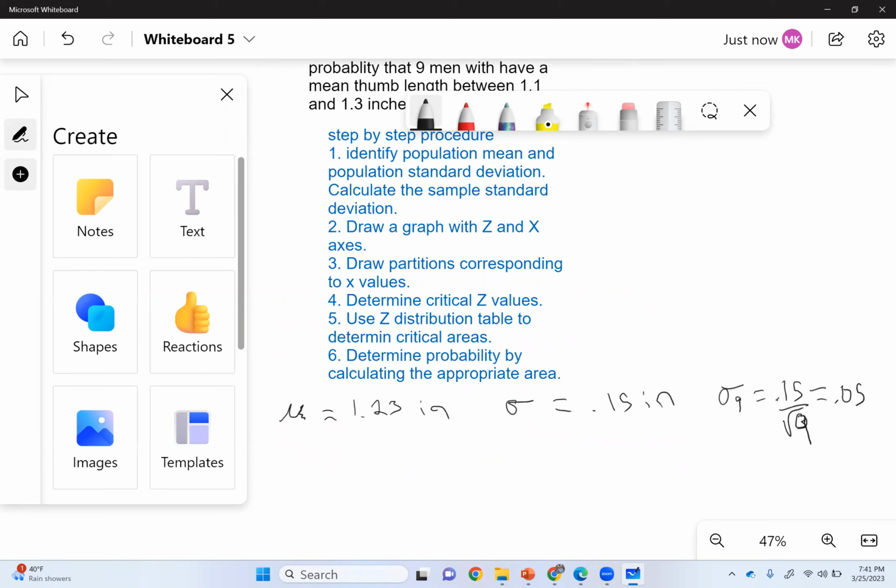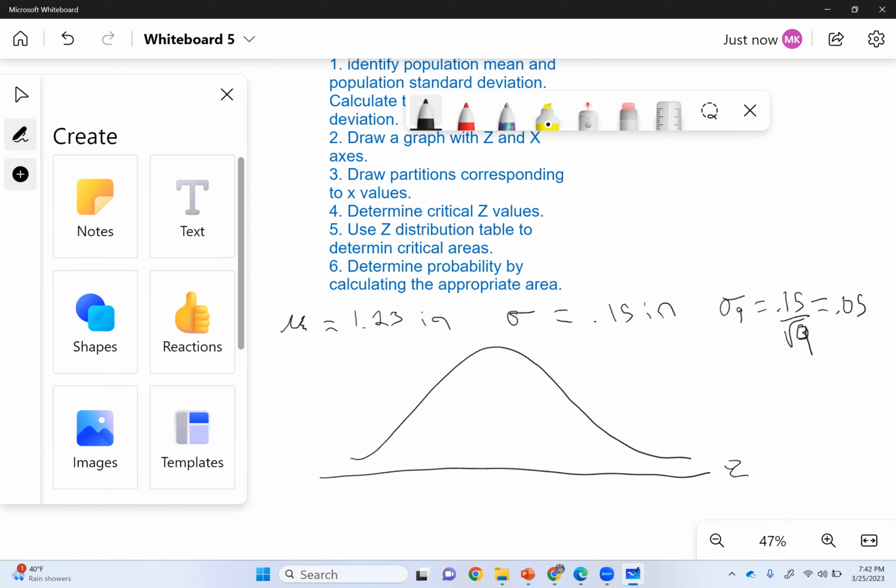There's Z. There's X. So this would be 0, and our mean is 1.23. And we want to know what's the probability that 9 men will have a mean that falls between 1.1 and 1.3. So we'll draw the partitions corresponding to those X values. There we go. All right. Now we need to determine our critical Z values.